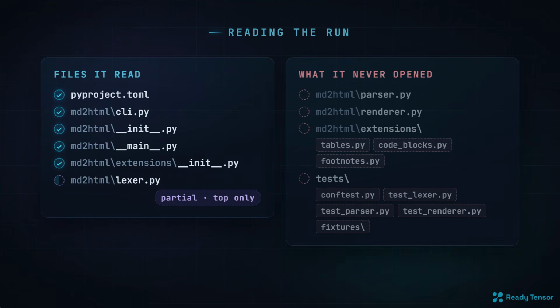And here's what it didn't read: the parser, the renderer, the entire test suite. The agent got the answer right, but it didn't bother going through the important files. Are you okay with that? If you were asked to summarize this project, what would you have done?